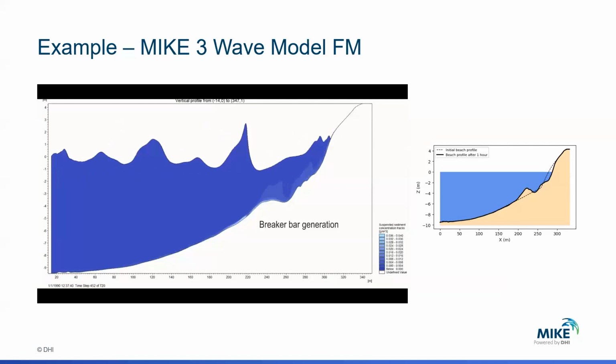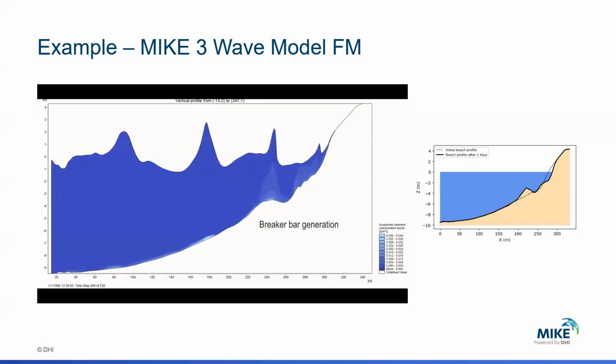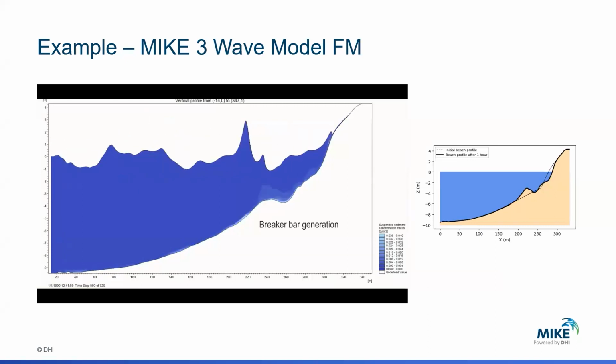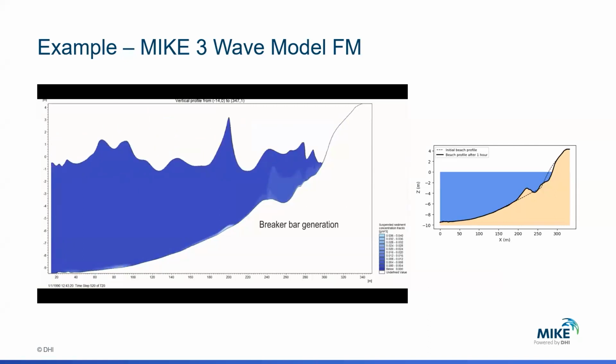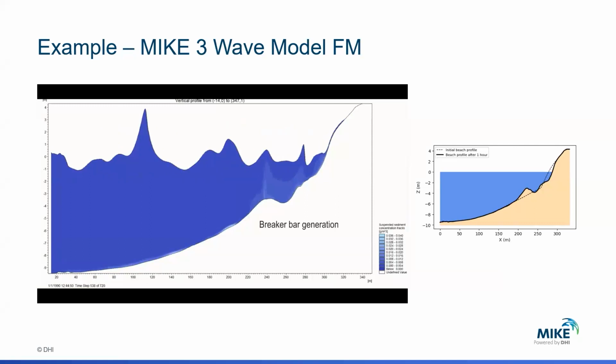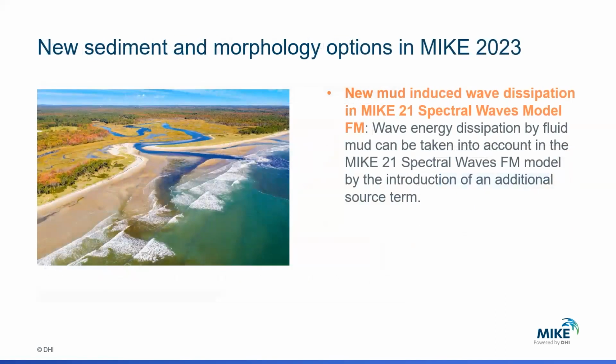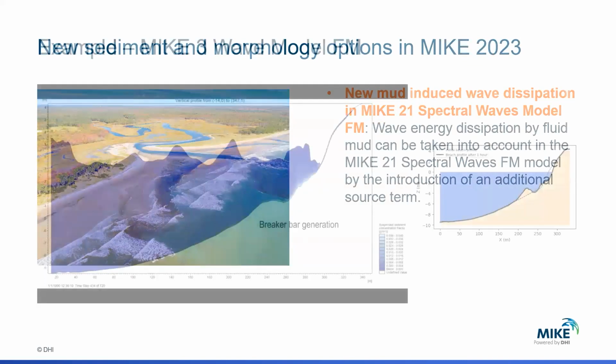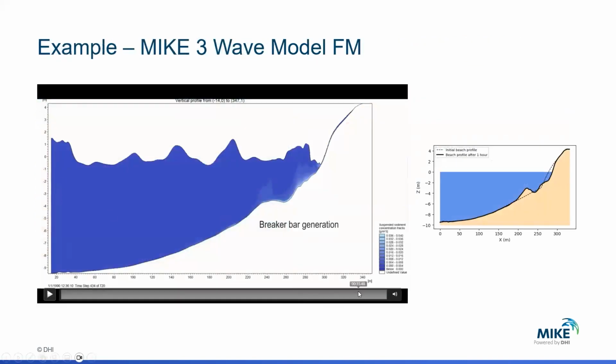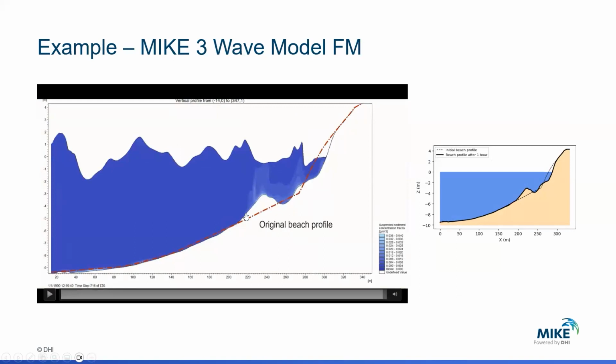Here's just a really quick example of what you can get out of the new Mike 3 Wave model. You can see the breaker bar generating there. You can see the trench behind. And skip that far too fast. And you can compare that to the original beach profile.